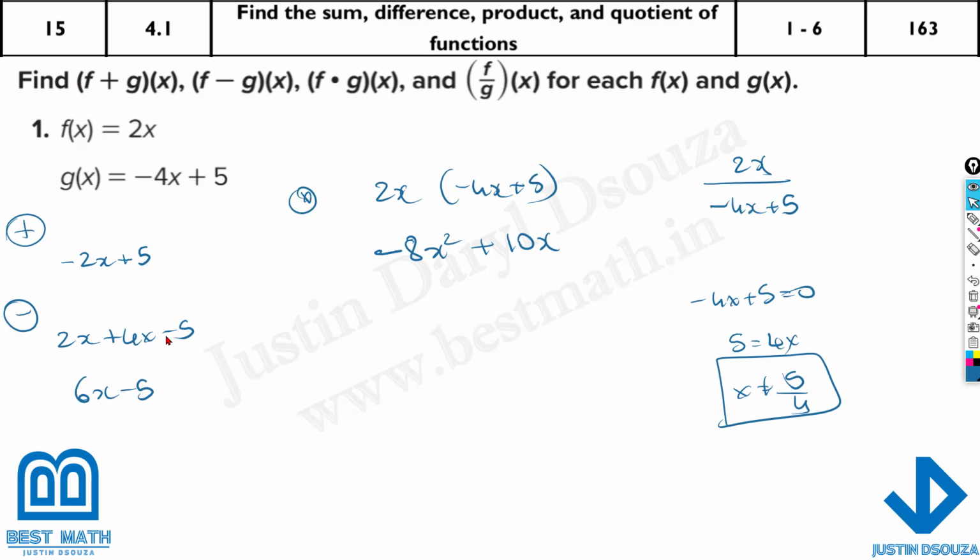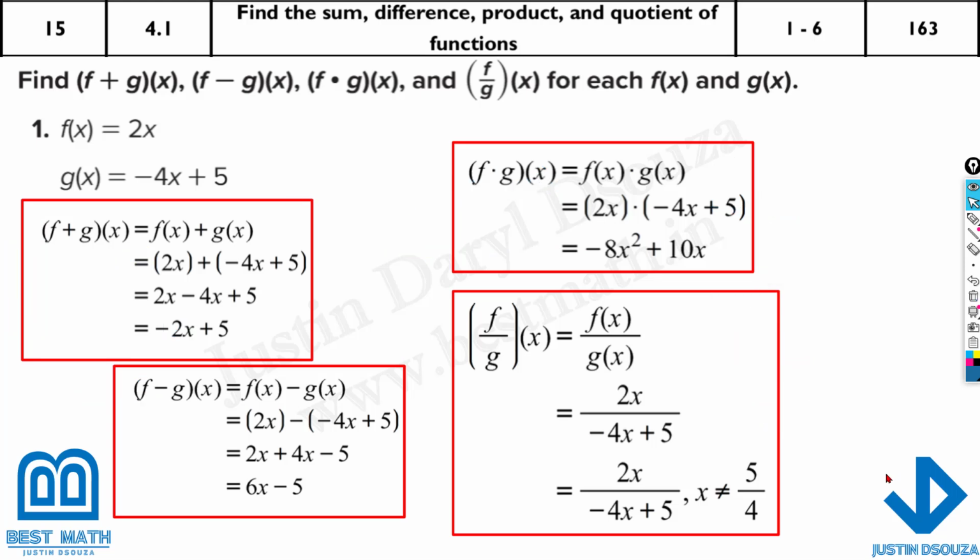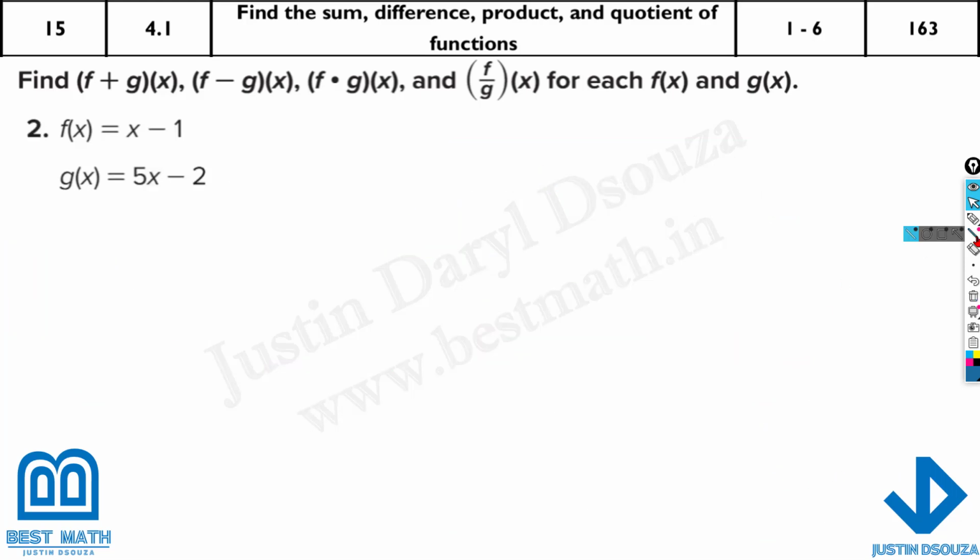So these are the answers. First one was minus 2x plus 5, 6x minus 5, minus 8x squared plus 10x. And lastly, we have over here the division, but then x is not equal to 5 by 4. Similarly, this one, you can try by yourselves. Adding up gives us 5x minus 2, so it'll be 6x minus 3. That's when you add it up.